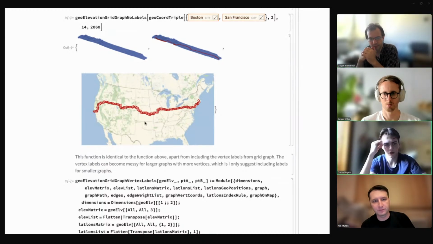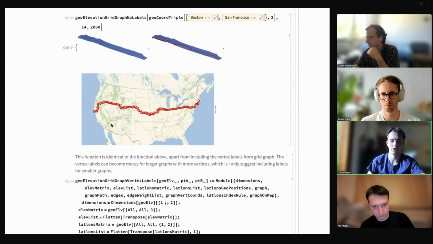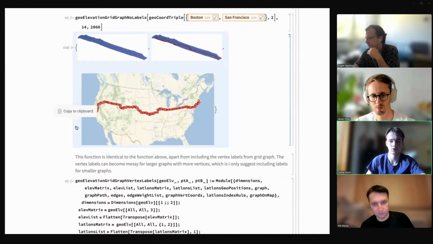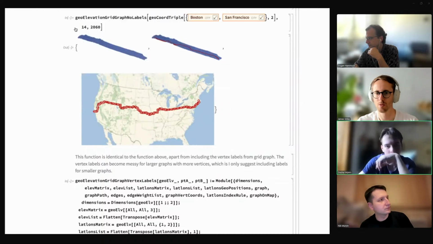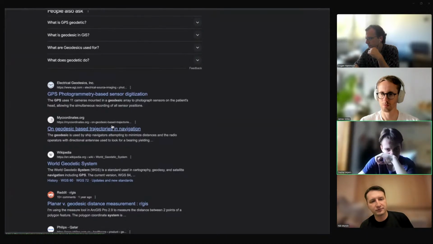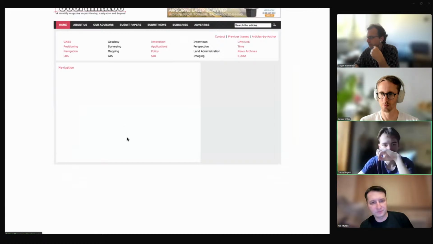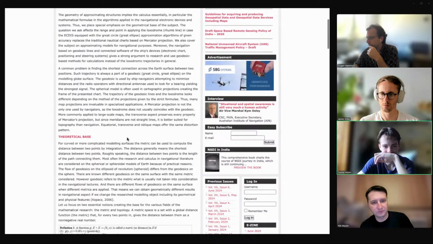I think it's also semi-related. I think geodesics are also used in GPS systems. Oh, well, I guess that makes sense because you're just talking about navigation and whatnot, but oh no, I'm going to get totally sidetracked.